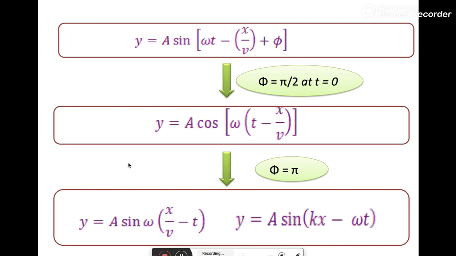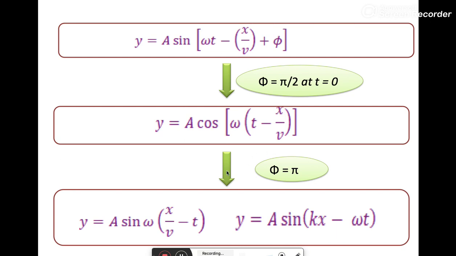Thus, we have discussed various forms of wave equations, where y is the displacement of particle, the wave is propagating in plus x direction, the amplitude is a, angular frequency is omega, x is the distance, v is the velocity of wave, and t is the time at some particular time period. We had introduced phase difference, and we had discussed the various values of phase.